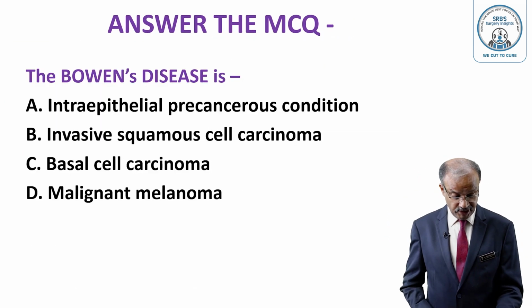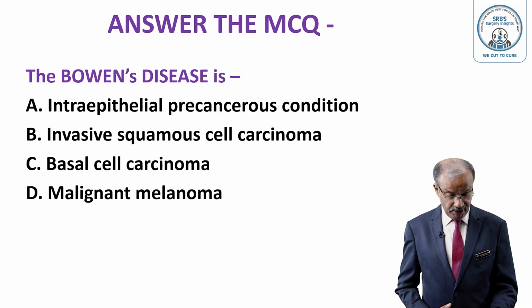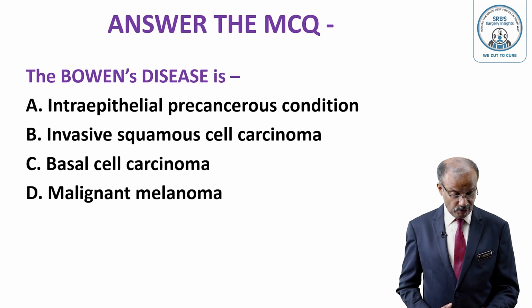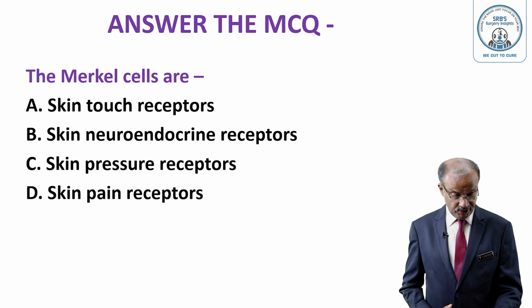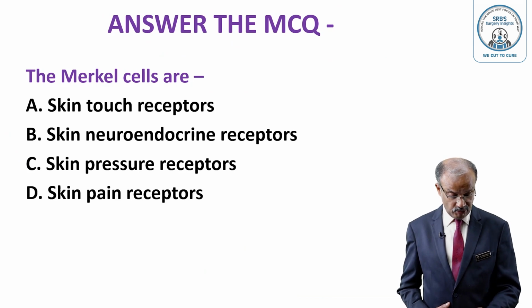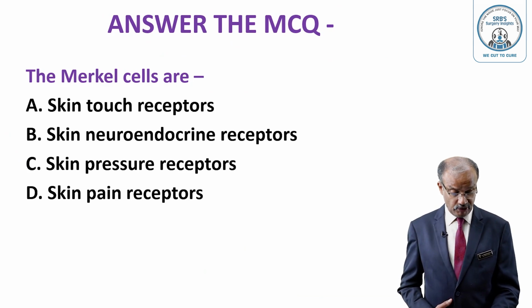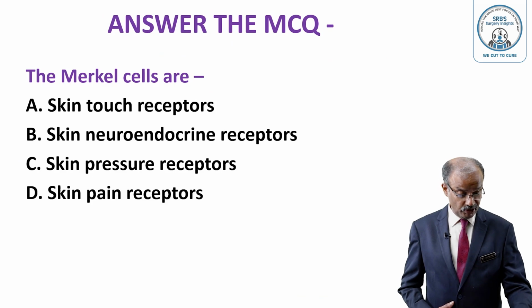So Bowen disease is an intraepithelial precancerous condition. Options: invasive squamous cell carcinoma, basal cell carcinoma, malignant melanoma. Find out the right answer and put it in the comment box, students, please. And Merkel cells are: skin touch receptors, skin neuroendocrine receptors, skin pressure receptors, skin pain receptors. Find out which is the correct answer and put it in the box.